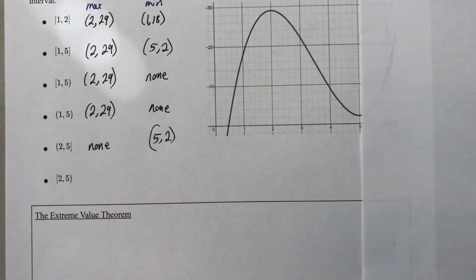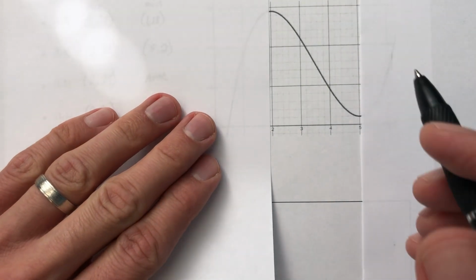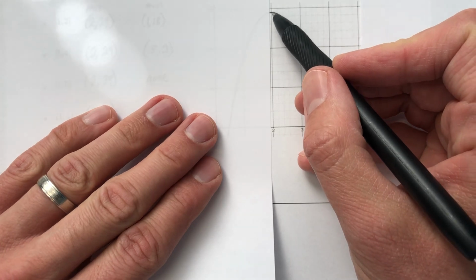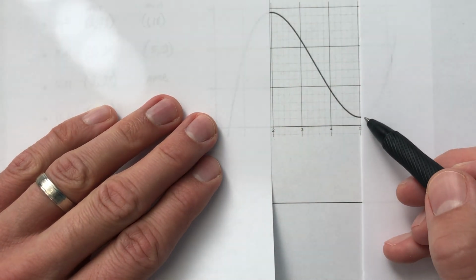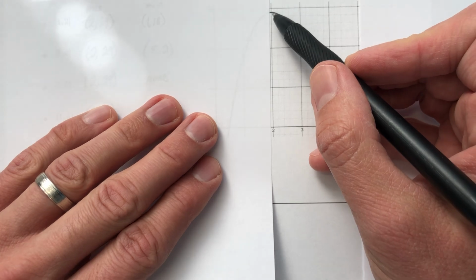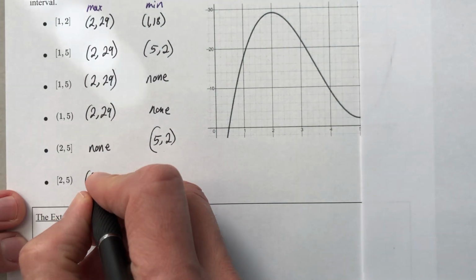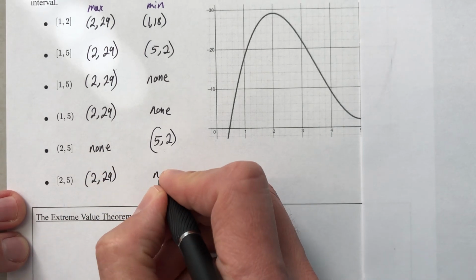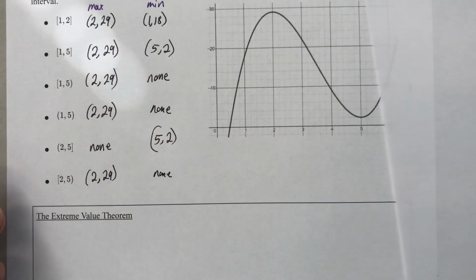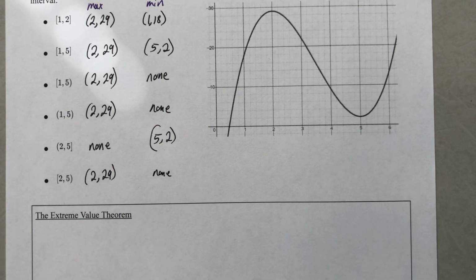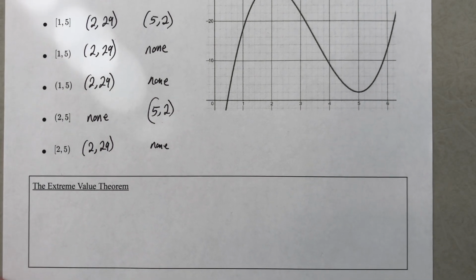And then we're going to go from 2 to 5. Yes 2, no 5. So we will, yes, count the 2. No, don't count the 5. So 229 and no minimum. 229 and none here.